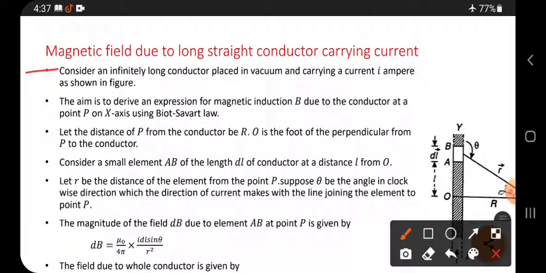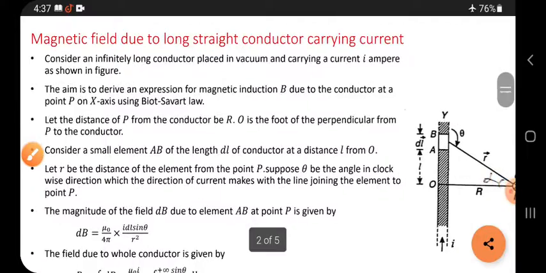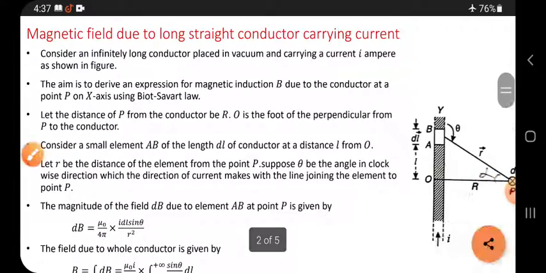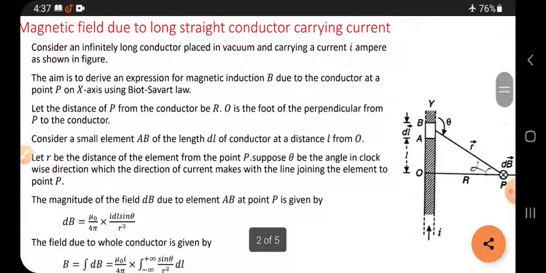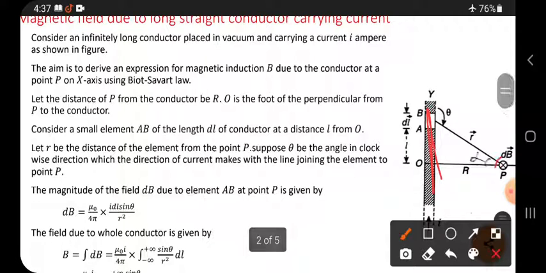Consider an infinitely long conductor placed in vacuum and carrying a current I ampere as shown in the figure. So it is carrying current I and it is placed in vacuum or in air. The aim is to derive the expression for the magnetic induction B due to the conductor at a point P on the x-axis by using Biot-Savart law. We are going to calculate the magnetic field B because of this wire at a point P along the x-axis.